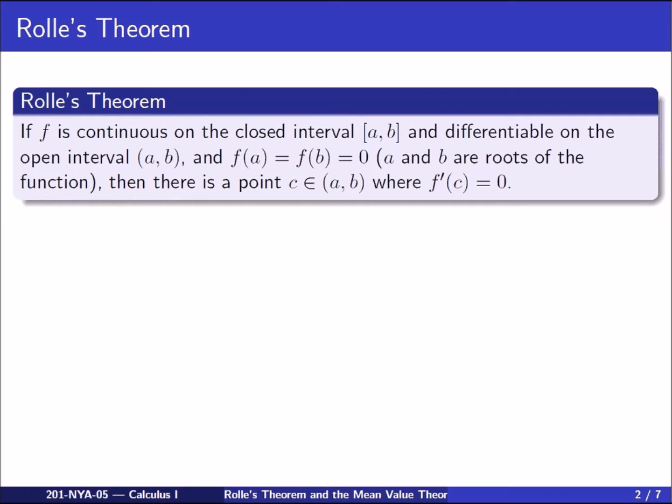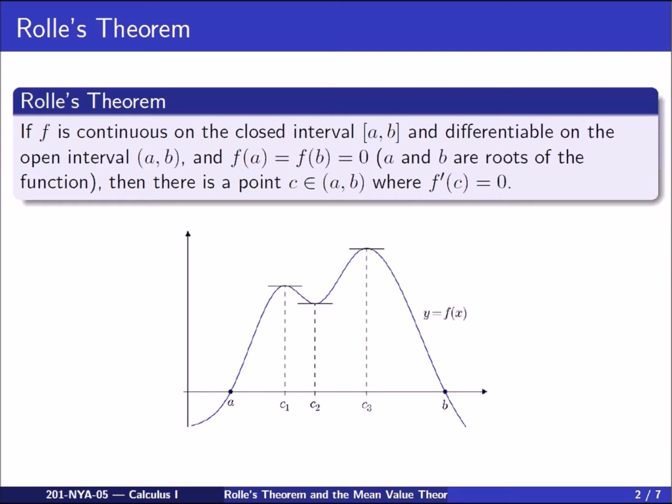So that means that at c the tangent line is horizontal and the slope is 0. This is illustrated on the following graph. As you can see, a and b are roots of the function, and within a and b there are values of c where f'(c) is equal to 0.